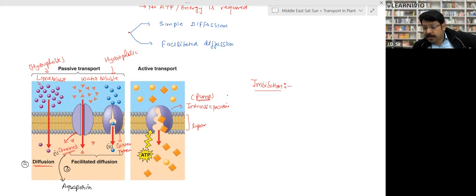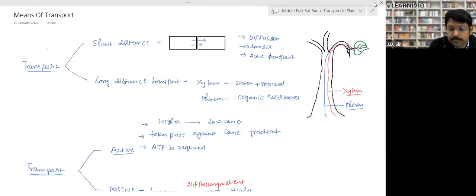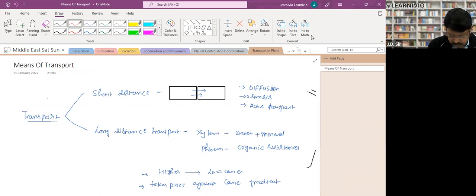Right. Now the next topic is plant water relationship. When I talk about osmosis and plasmolysis, we'll start with it. Now we will talk about the next topic: plant water relationship, diffusion pressure, and DPD.